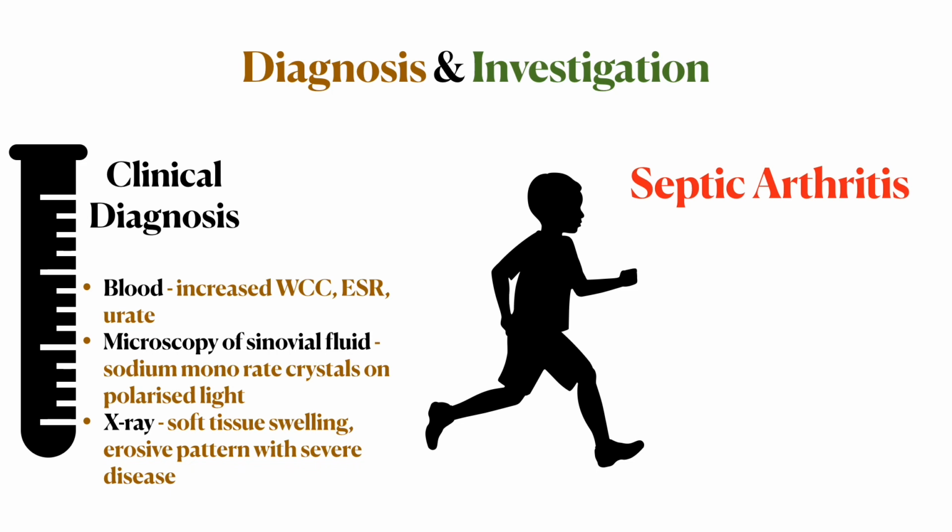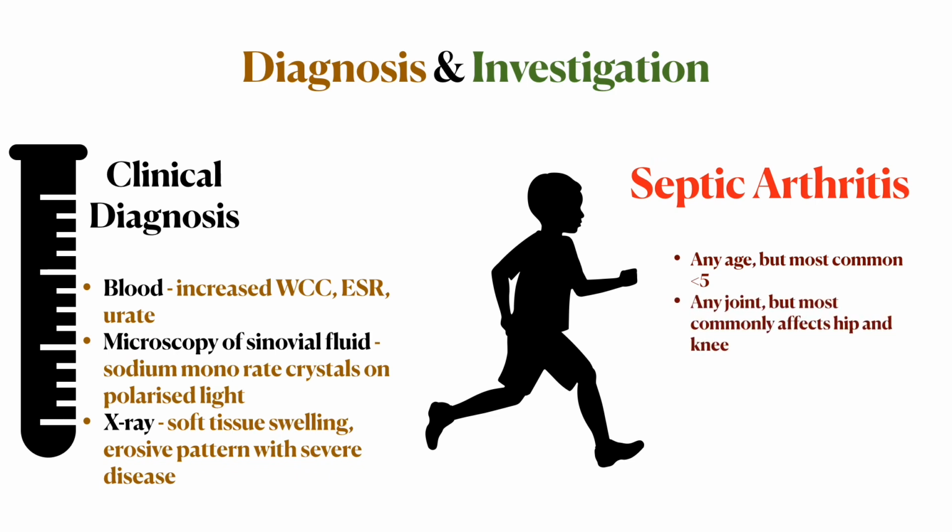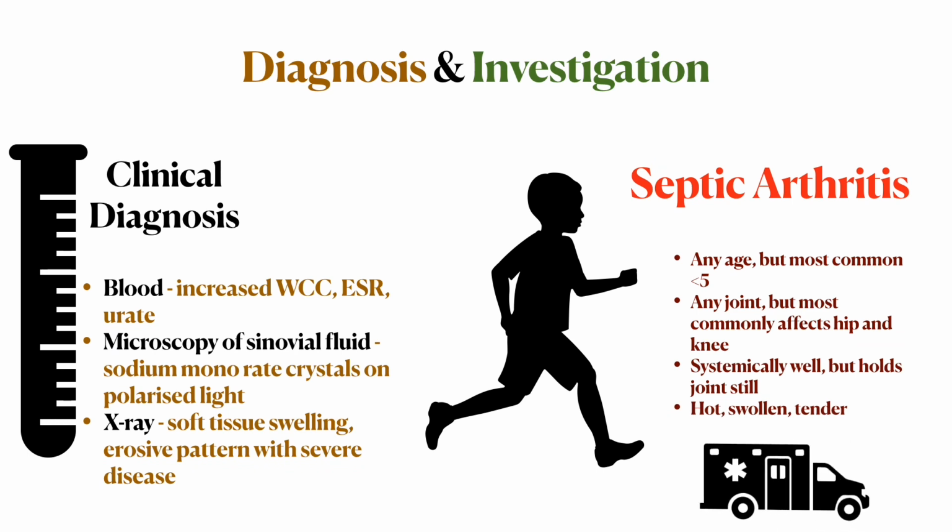One of the major differential diagnoses is septic arthritis, so this is something you need to watch out for. It is most common in children under the age of 5 years old and commonly affects the hip or the knee, but it can happen at any age, to be honest. The patient is usually systemically unwell and holds the affected joint completely still, and this is an emergency. So the joint may be swollen, hot, and tender. It's an orthopedic emergency. Off you go to the hospital if this is suspected. So this is the most absolute important differential diagnosis.